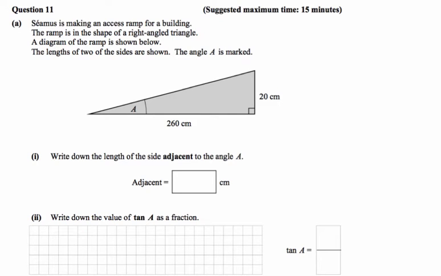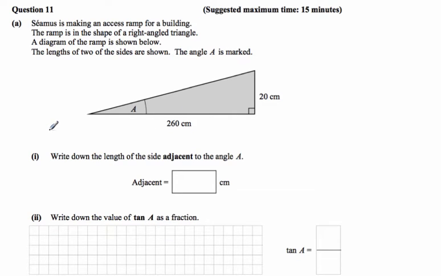So this is the 2016 Junior Cert Ordinary Level Paper 2, and we're looking at question number 11. Part A says, Seamus is making an access ramp for a building. The ramp is in the shape of a right angled triangle. A diagram of the ramp is shown below. The lengths of two of the sides are shown. The angle A is marked. So here's our ramp here.